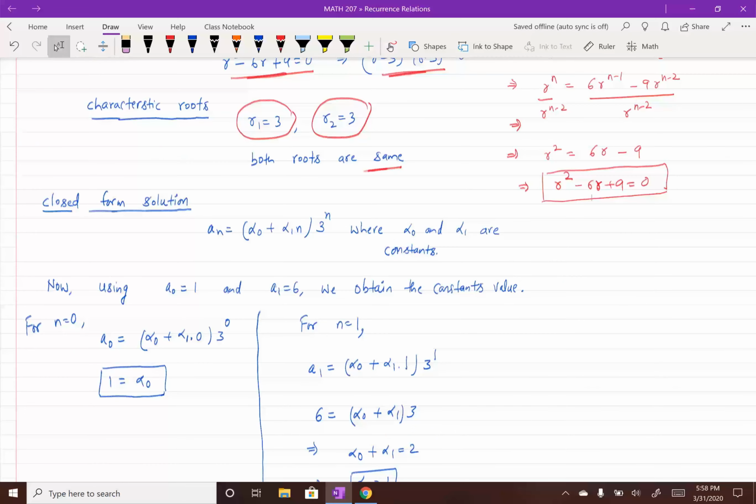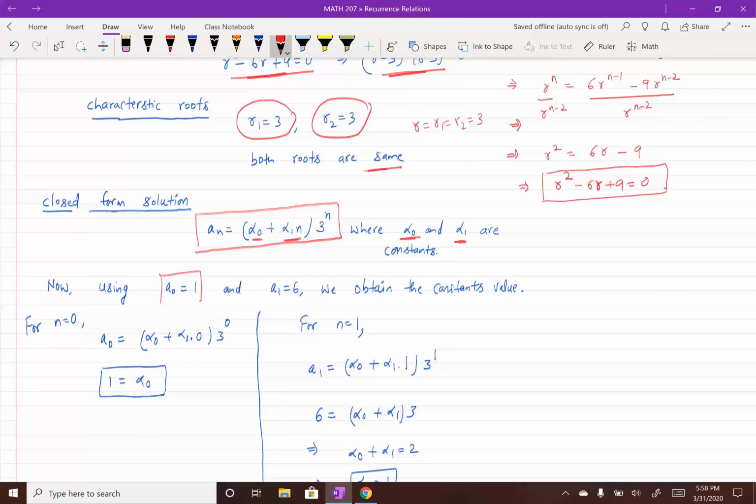So now from our previous theorem we can write the closed form solution of this homogeneous linear recurrence relation of degree 2, which has two characteristic roots and they are not distinct, they are the same. So my a of n can be written as alpha 0 plus alpha 1 times n, multiplying by this 3 to the power n term, because my r1 equals r2, they both are 3.